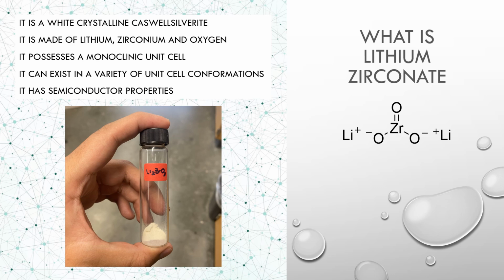Lithium zirconate is a white crystalline powder classified as a Caswell silveride. It is made of lithium, zirconium, and oxygen generally packed in monoclinic unit cells, although it can also exist in tetragonal unit cell form or orthorhombic unit cell form, depending on the ratio between lithium, zirconium, and oxygen.